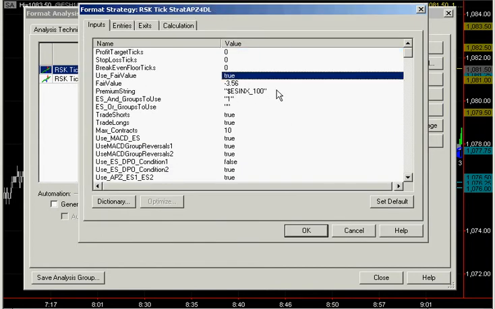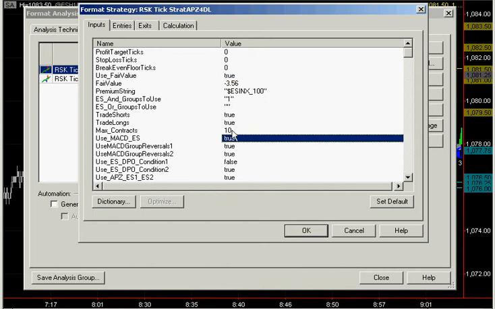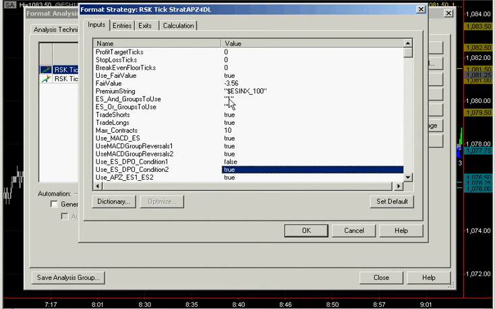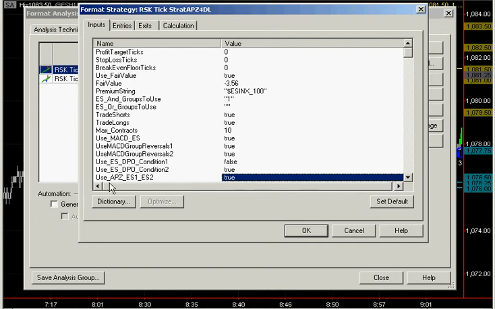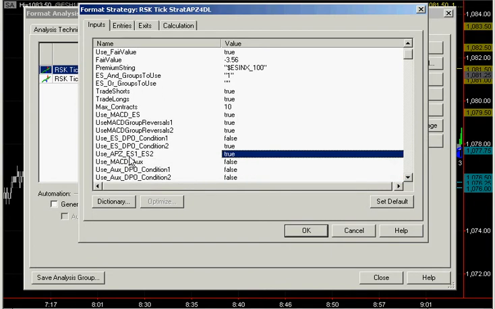we're using, of course, fair value. Today's fair value level is negative 3.56. Trading in both directions, we're using a simple group reversal system with group number 1 and our zones.